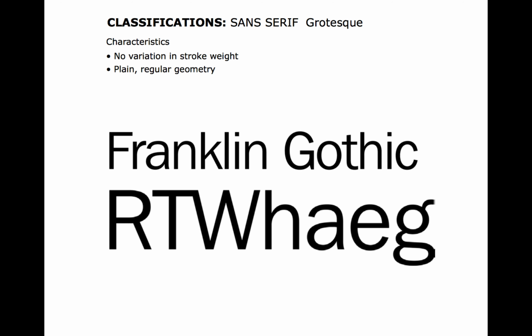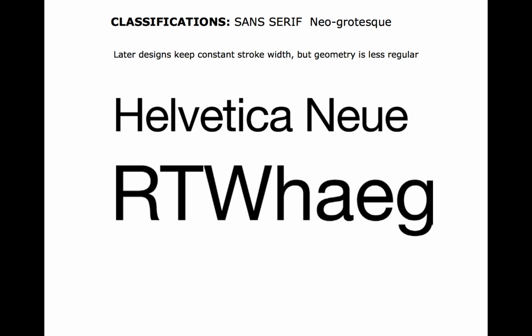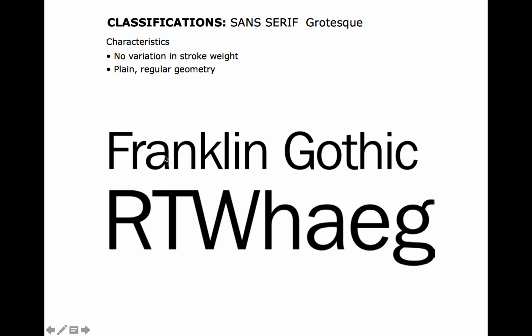And the Franklin Gothic. The first sans serifs were invented in the 1800s, which were considered grotesque or ugly. But in later designs, they kept a constant stroke width, but the geometry was less regular. So, for instance, the curved leg on the R and the curved bowl on the A with the Helvetica, compared to the Franklin Gothic. You can tell a difference there.